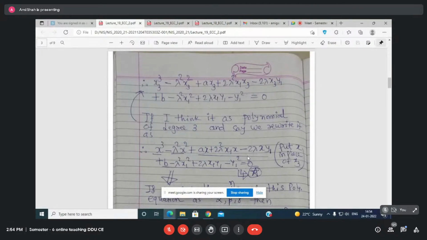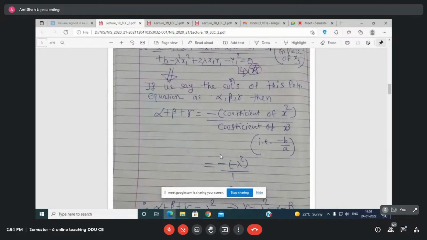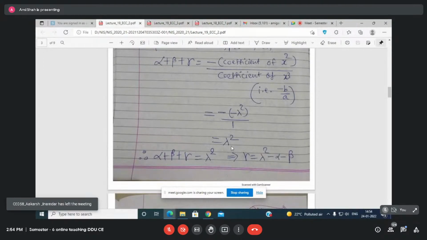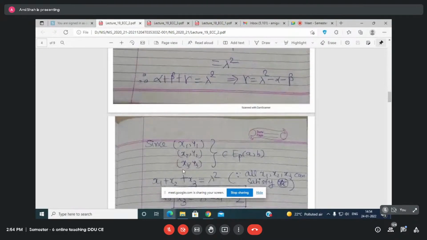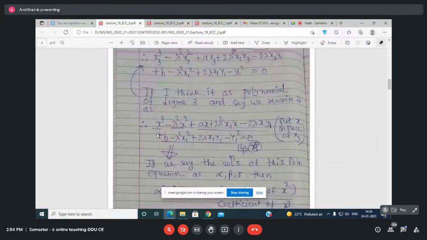From this equation I can say that it's a polynomial equation, and if it's a polynomial equation, then the solution is the minus of the coefficient of x square by the coefficient of x cube. So here you are getting lambda square, that means alpha plus beta plus gamma is lambda square. If I take x1 y1 or x2 y2 or x3 y3, any coordinate, I get this polynomial equation.